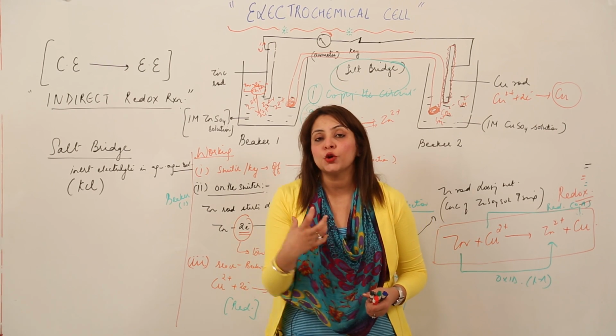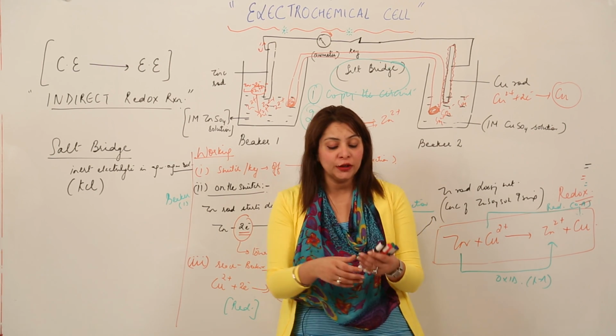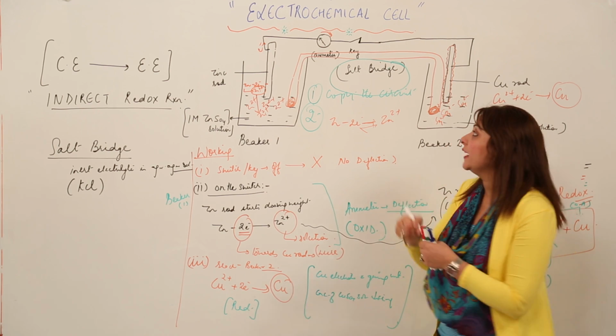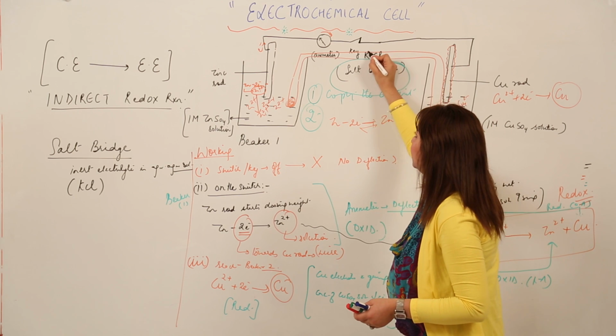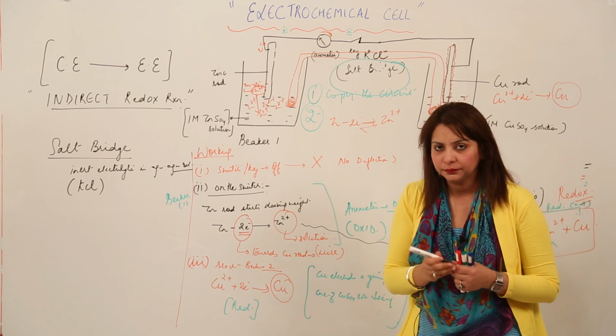So at that moment the salt bridge plays an important function. Just look at the board to see how it plays. As you know, the salt bridge consists of an inert electrolyte. That means it has the potassium ions and it has the chloride ions.